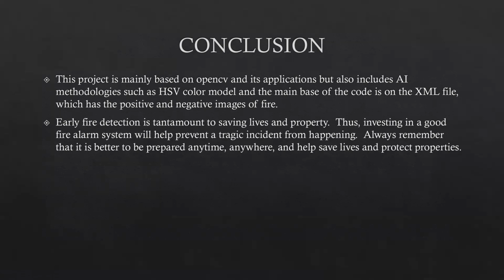So this includes AI methodologies such as cascade classification and HSV color models, and the XML file that we provided is already a trained model file. So that's why it already has the positive and negative images. And the overall accuracy of this model is close to 80% because the model has been detecting fire 16 out of 20 times. The only problem is that when the fire is far away from the camera, it has difficulty identifying it. Otherwise, it identifies the fire and then sounds the alarm.